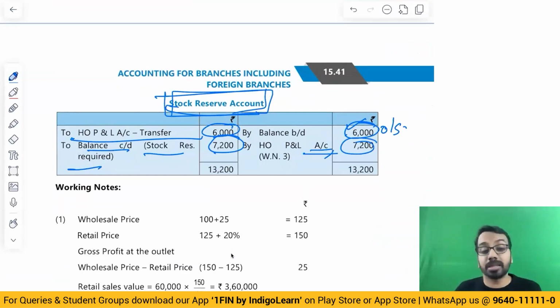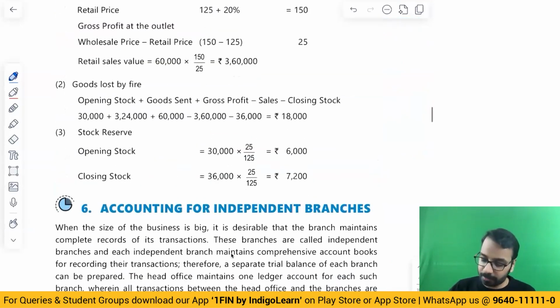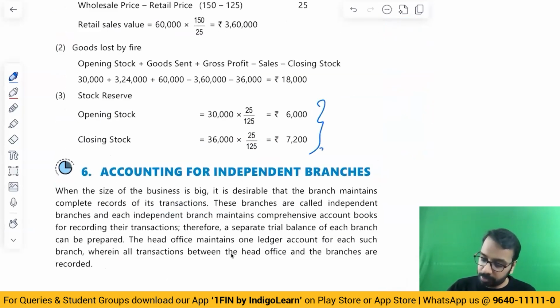Now, whenever they say stock reserve account, it is only on the opening stock and closing stock. So why not on this? See, for this goods sent to outlet account, that you will separately adjust by passing a contra entry when the goods are sent. Stock reserve basically represents only the opening stock and closing stock as far as the books are concerned. Opening stock and closing stock.